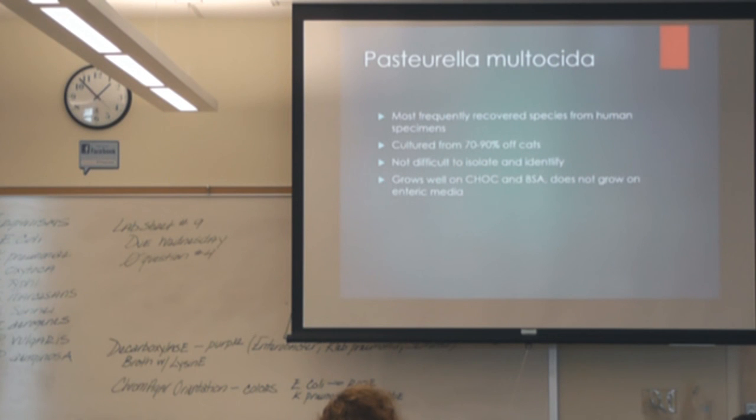So growth on VAP, absence of satellitism, and bipolar staining can differentiate Pasteurella from Haemophilus, all right? Know that one, because that's a total multiple choice question. So I just wrote it. Okay.